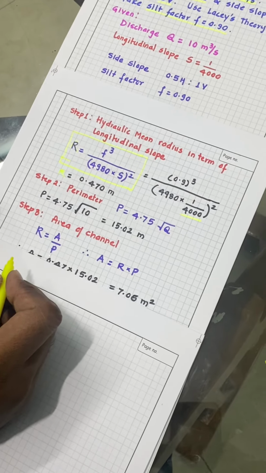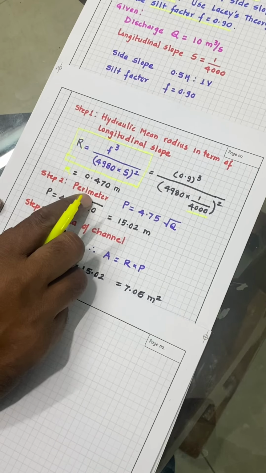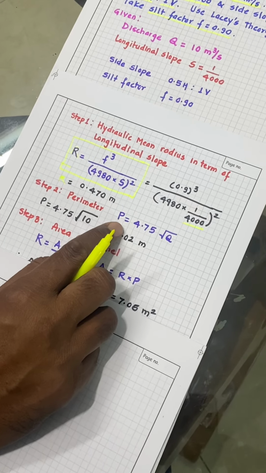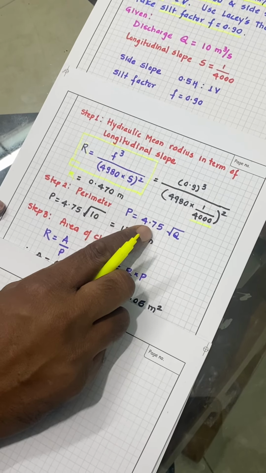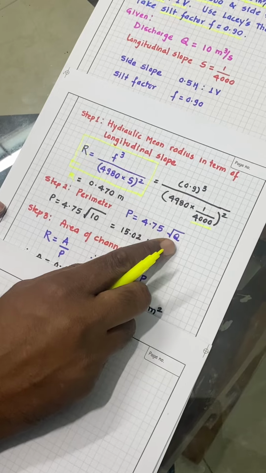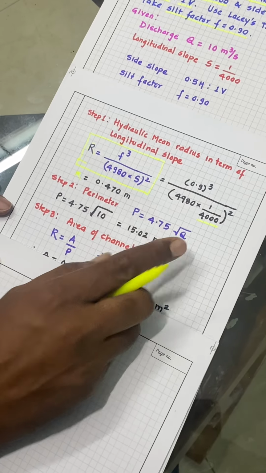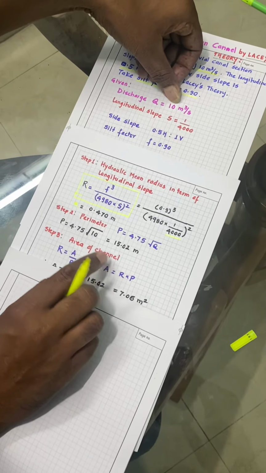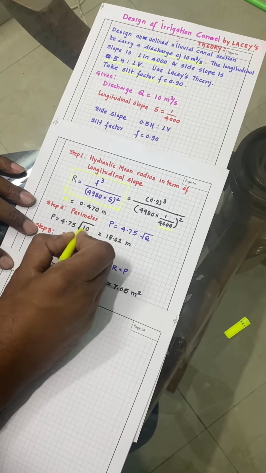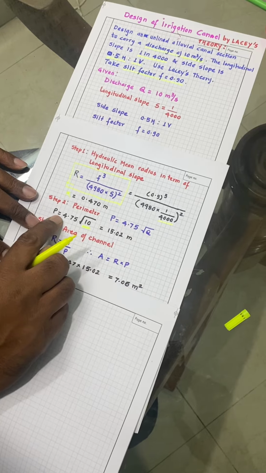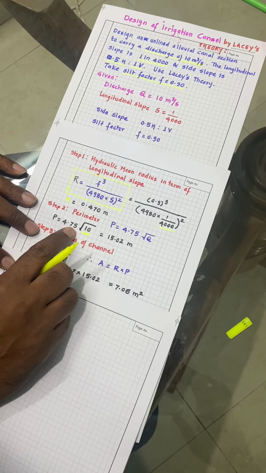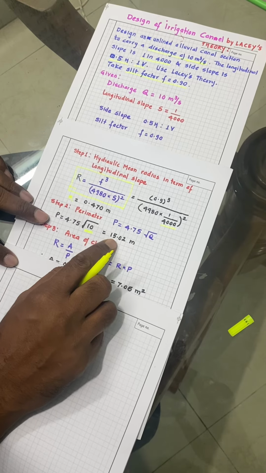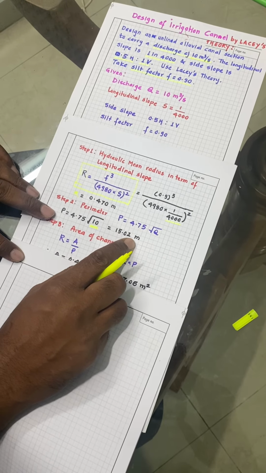Now step number 2, we have to calculate the wetted perimeter. For that, the standard formula is P is equal to 4.75 under root of Q. Q is the discharge. Discharge is given 10 meter cube per second. Now we substitute 10 in this equation. So P is equal to 4.75 root of 10. You will get the perimeter is 15.02 meter.